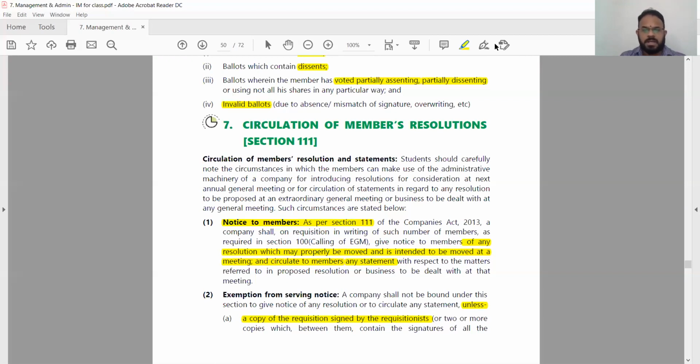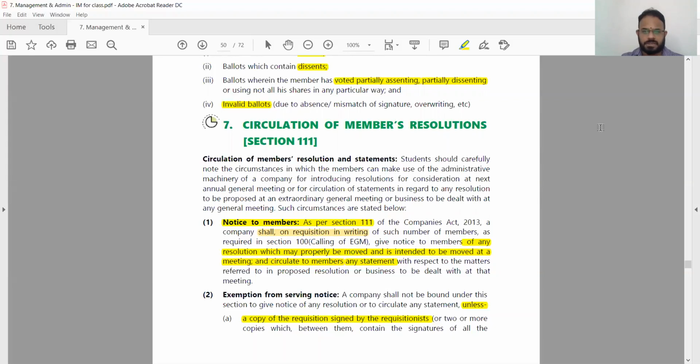So requisition in writing has to be there. To whom does it have to be given? The notice to members should be given. As per the Companies Act, the company, on requisition in writing, should provide what type of resolution will be done, how it is to be made, and how it is going to circulate the statement to the members. All that they are going to make with a proper resolution, as I was already telling you, ordinary resolution or special resolution.